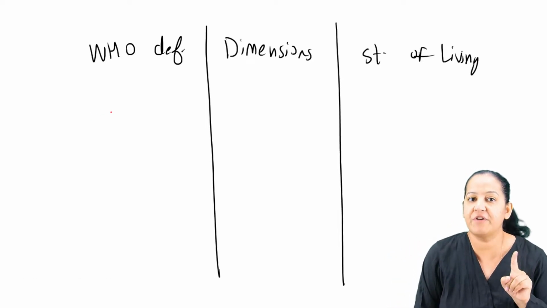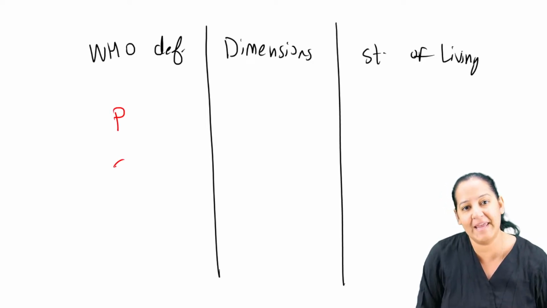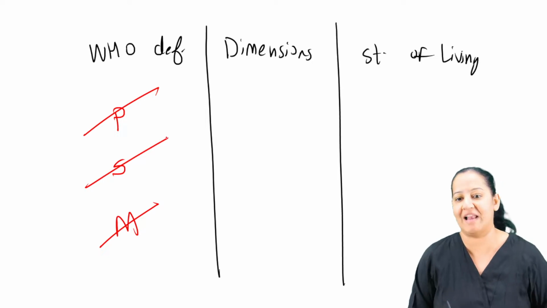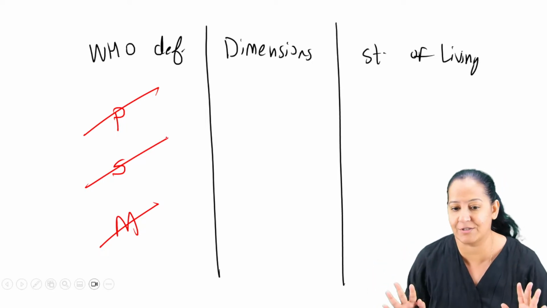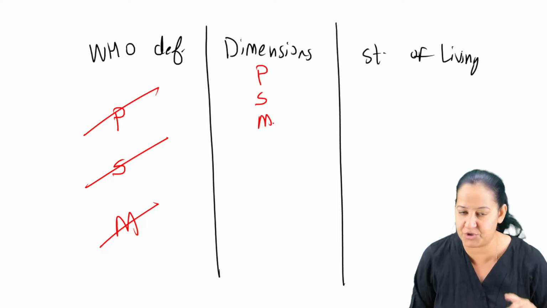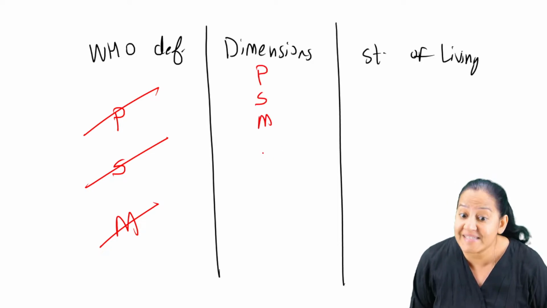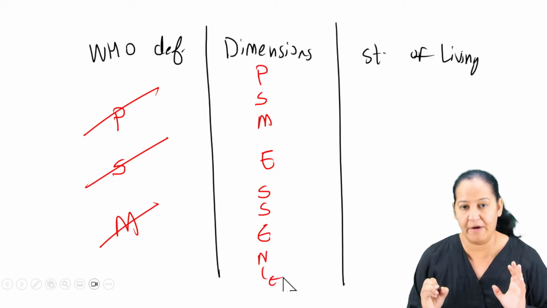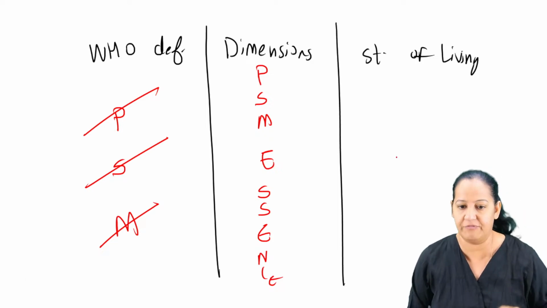The WHO definition of health has only three components. PSM: physical, mental and social well-being. That's it. Not merely the absence of disease. The dimensions of health have 10 components. One is PSM, the three of them are PSM. Apart from that, 7 more are there. That is essence. You have to learn essence. You should know the full form of that.